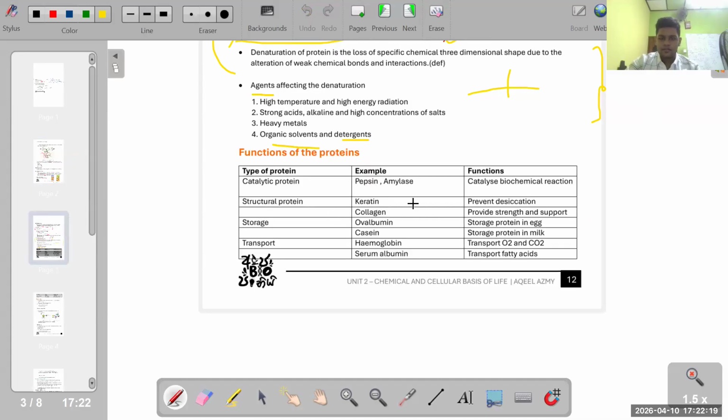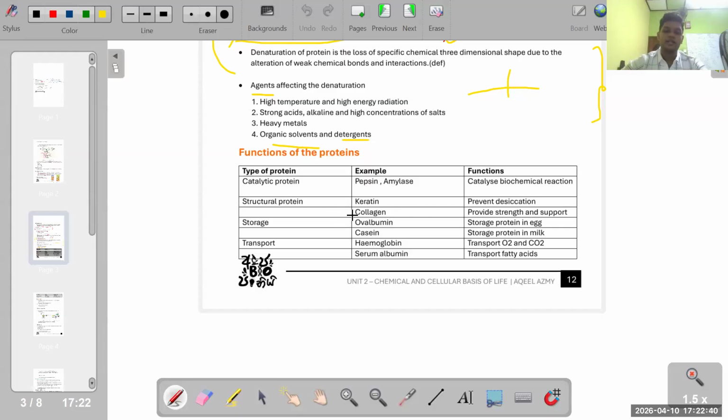Okay. So the function of keratin is that it prevents desiccation. Desiccation means loss of water. It prevents the loss of water. Keratin is present to prevent the loss of water that takes place. The second type of structural protein is collagen.